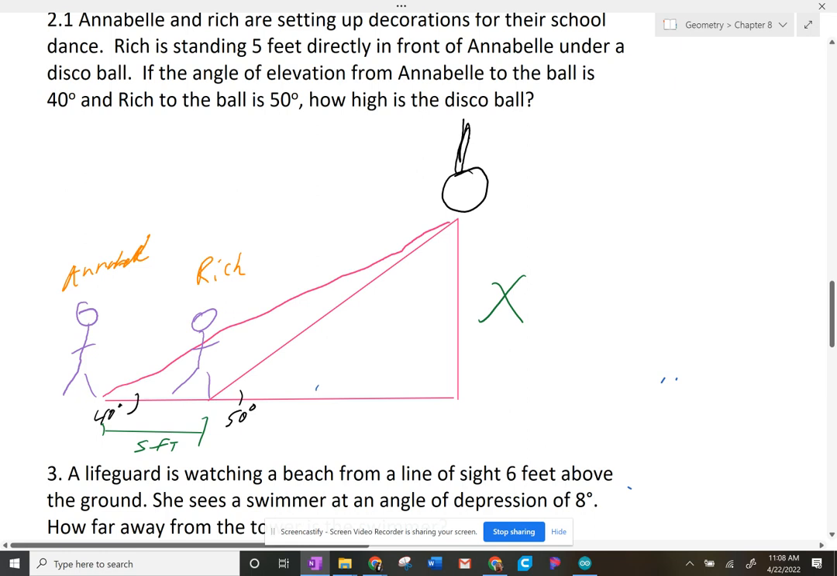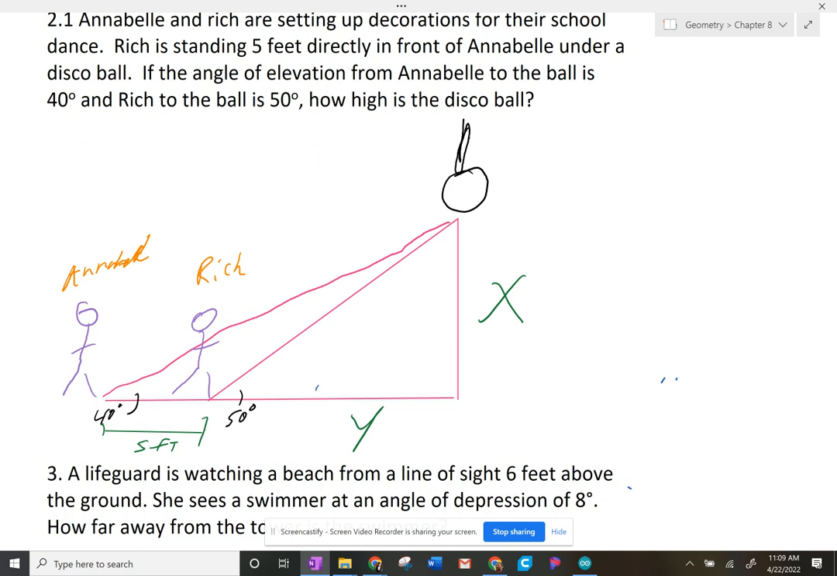All right, here's the next part. Between Rich and the base here, directly underneath the disco ball, do we know how far this is? No. We don't. If we don't know it, what do we give it? Another variable, but we can't use x because we've already used x. So I'm going to use y. But if you wanted to use j, you could use that. We're going to give 2 separate variables though. So my height is going to be x, and the distance between Rich and the bottom is going to be y.